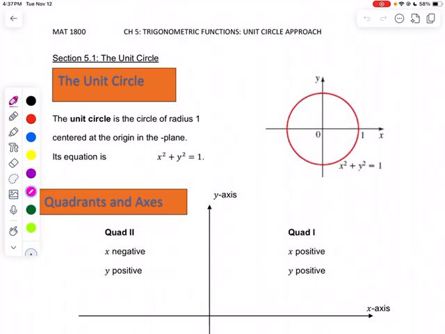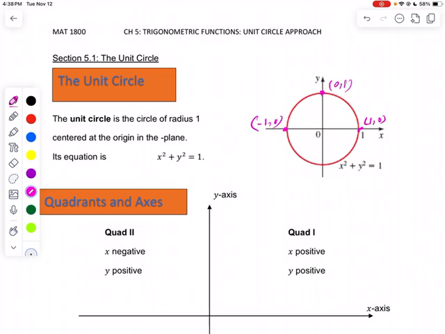Now you can see that the unit circle crosses the x and the y axes, and so this is crossing at 1. What are the coordinates of this point? It will be 1, 0. Then it is crossing the y axis over here, so the y coordinate is 1, the x coordinate will be 0. So the coordinates of this point are 0, 1. And here, the x coordinate is negative 1, and the y coordinate will be 0.